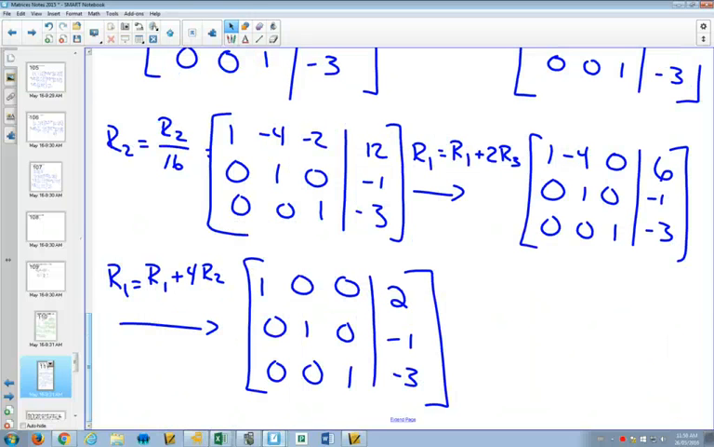There is the rest of the operations to get you down to reduced row echelon form. I don't know why it's called that. I'll have to look that up.